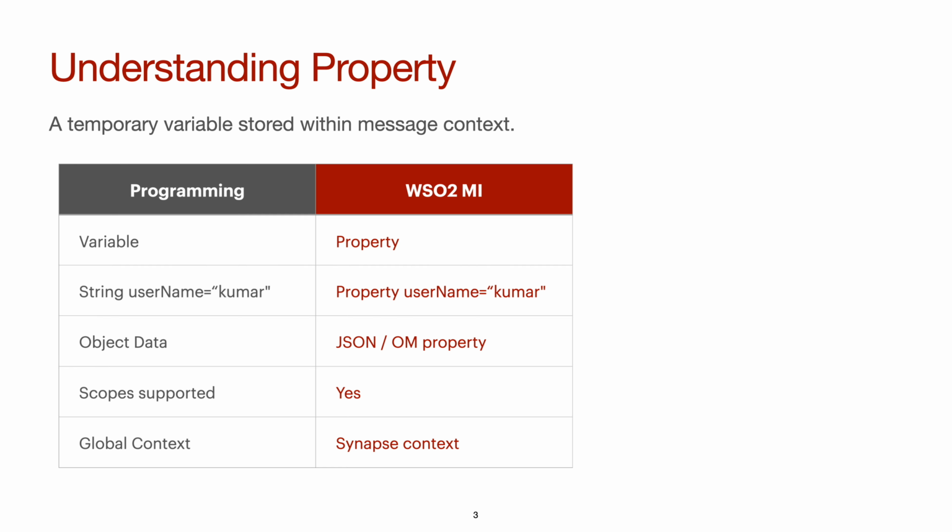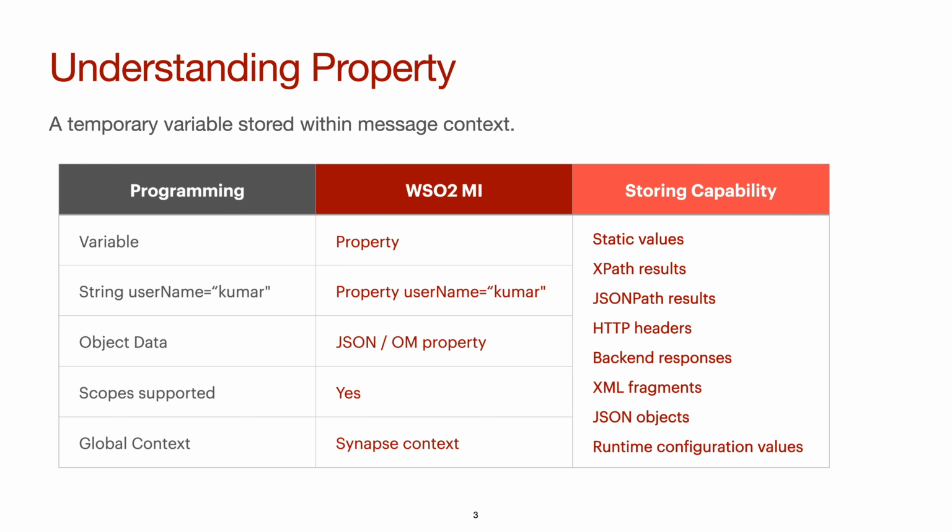Now, in WSO2 MI, we have a similar concept called property. For example, property name is equal to username and the value is comma. Just like variables in programming, properties allow us to store information during message processing and use it later in the integration flow. But properties in MI are much more powerful than traditional variables. In programming, variables typically store primitive values or objects, while in WSO2 MI, a property can store simple text values, entire JSON objects, XML fragments, or even complex messages.